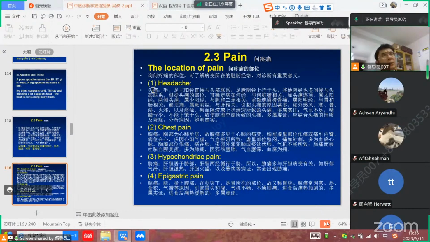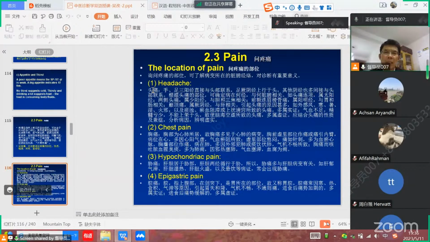For some other diseases like cirrhosis or cancer, especially the late stage of cancer of the liver or gallbladder, that kind of pain is stabbing pain, like needle puncturing.